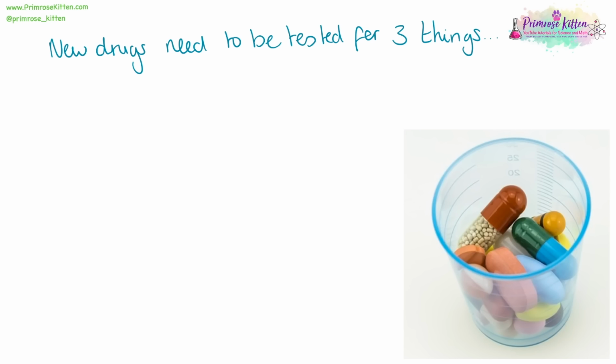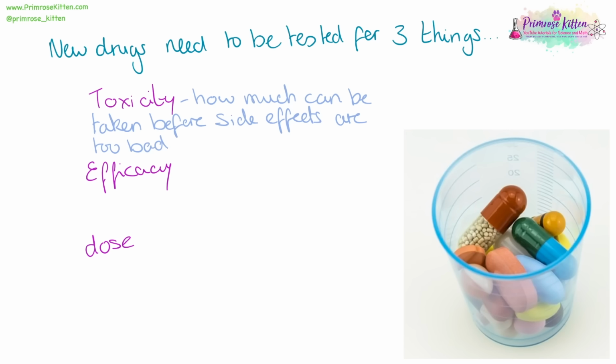New drugs need to be tested for new things. Toxicity, efficacy, and dose. Toxicity tells us the level or the amount of the drug that we can take before the side effects are too bad. All drugs that we take on a daily basis have side effects, but since we know how toxic they are, we know which safe or reasonable level we can take them at without suffering too badly from the side effects.